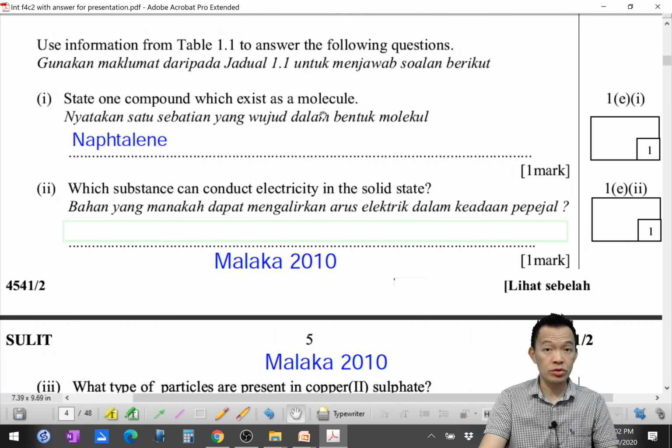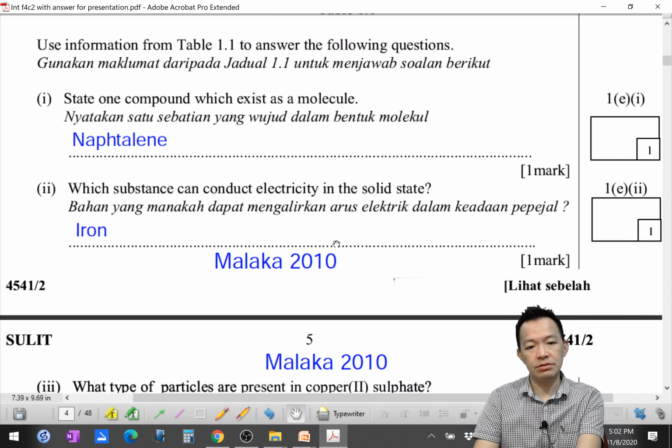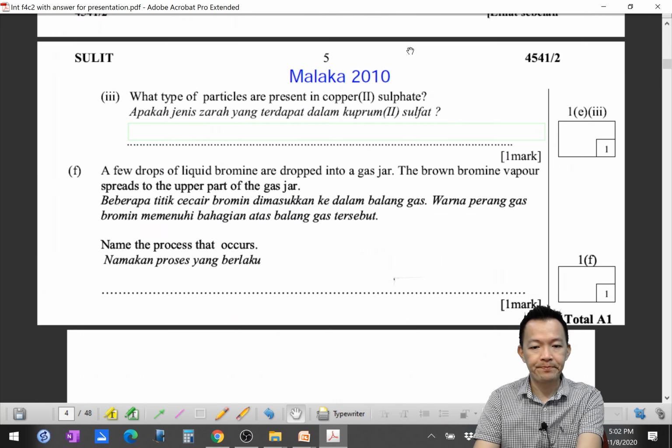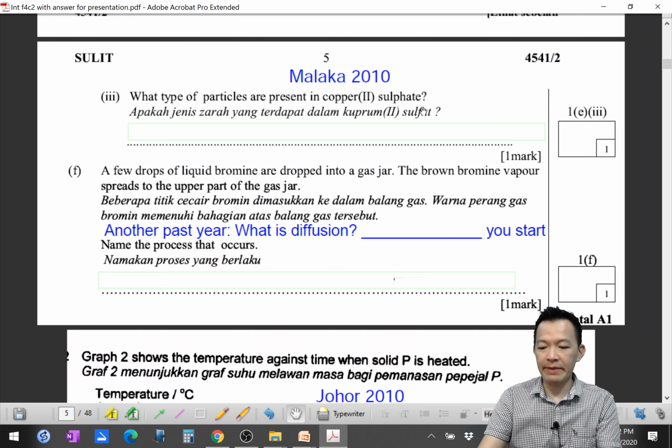Okay, so naphthalene is a compound and is a molecule, 它是分子也是化合物。But I cannot teach you what is meant by compound, what is meant by molecule, 这个对不起了，我讲考试罢了。Which substance can conduct electricity in the solid state? Iron, 铁。Or what particles are present in the copper 2 sulfate? So in the copper 2 sulfate, what are the particles inside?